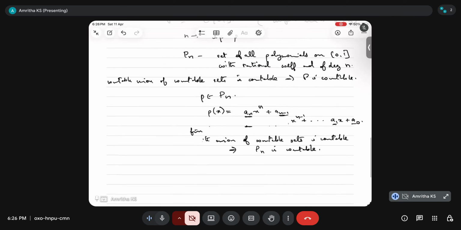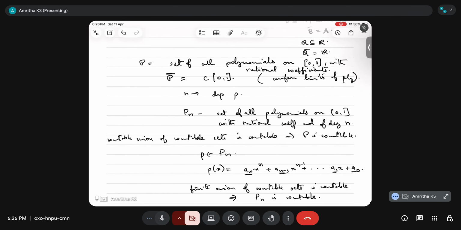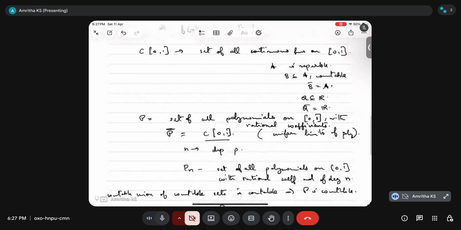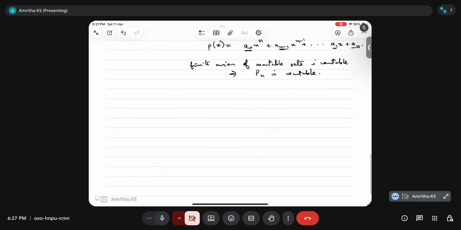Okay, so this would imply that we have a countable set whose closure gives C[0,1]. This would mean that C[0,1] is separable. Okay.